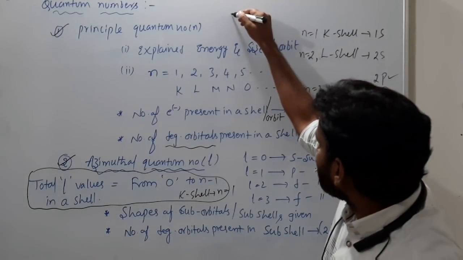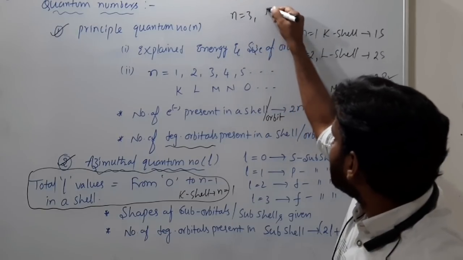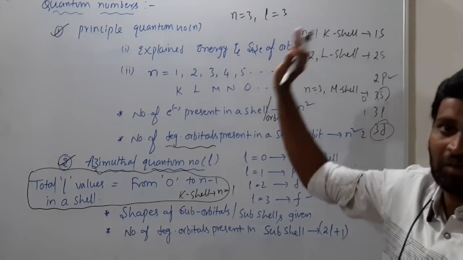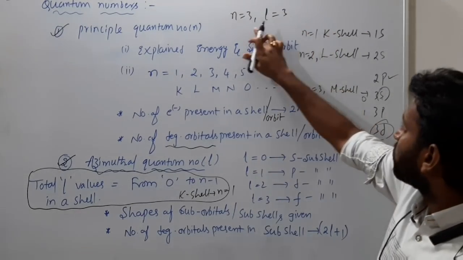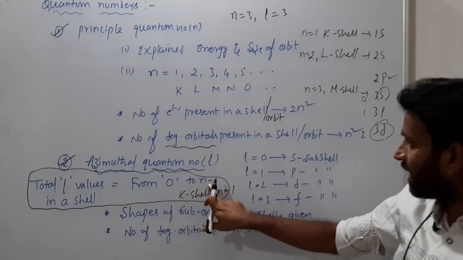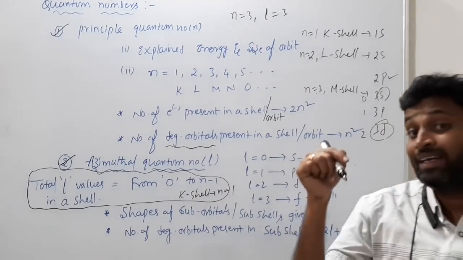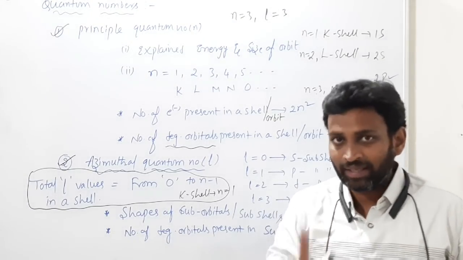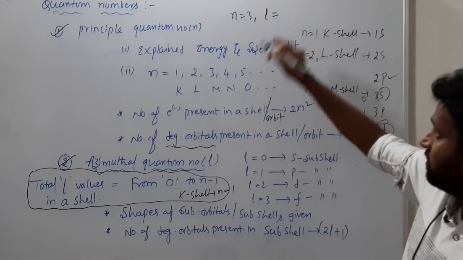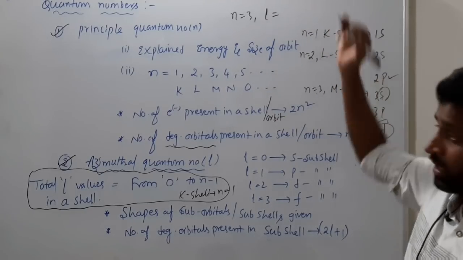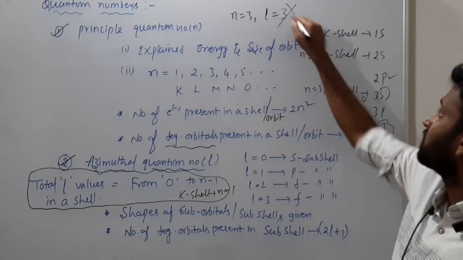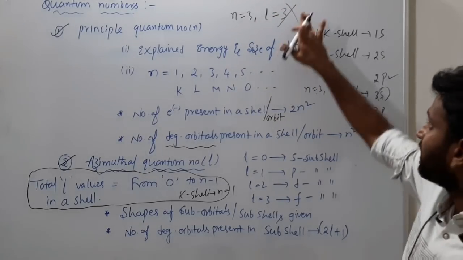If I give a quantum number n equals 3, L equals 3, is it possible for a subshell? Never. Because I told you, if n is 3, L values are from 0 to n minus 1. One value less we have to consider. So any number less than 3 is correct: 0 correct, 1 correct, 2 correct. But if n is 3, L is 3 is wrong.